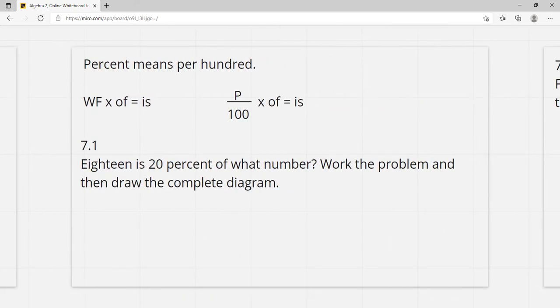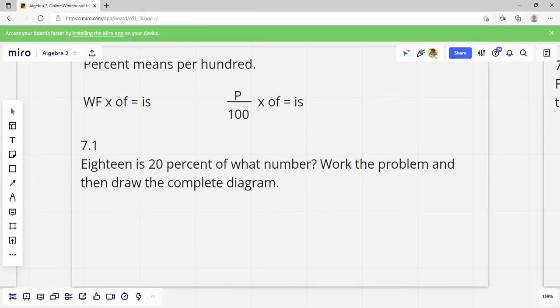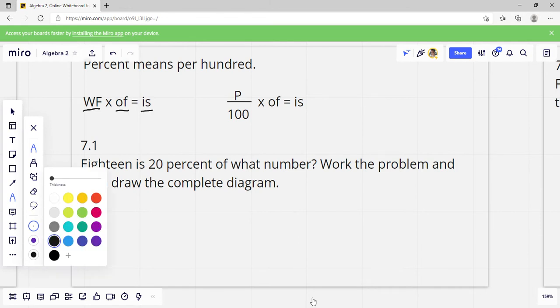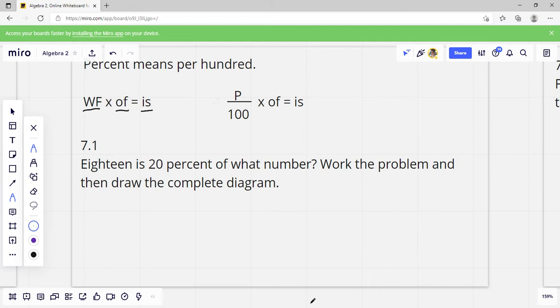So we've done problems where we were looking for a fractional part of a whole, and we use the formula: fraction times the "of" number equals the "is" part of the equation. When we do a percent, it means per hundred, so basically divided by 100. So we're going to put our percent over 100. So we've got our percent over 100 times our "of" and equals our "is."